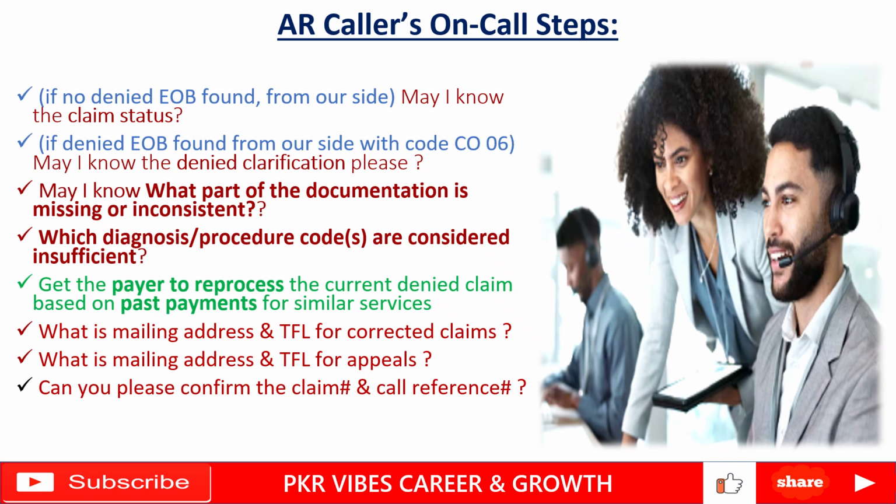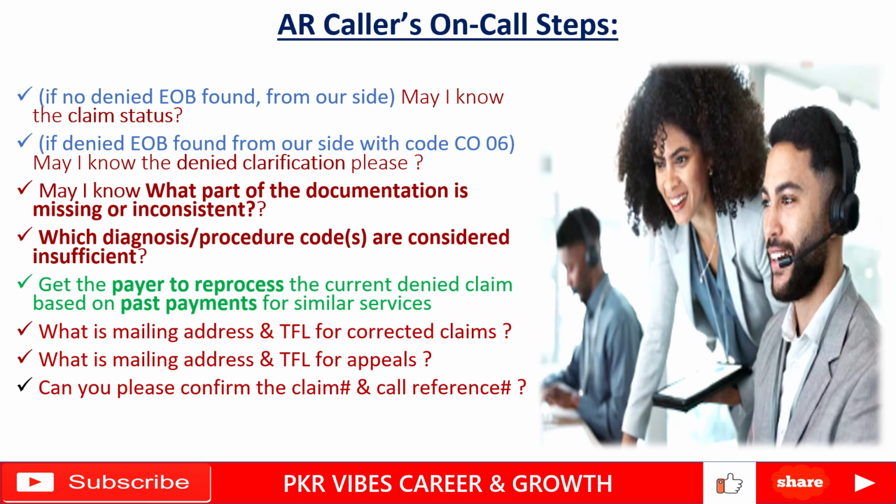Here the second case is, we already received a denial from the insurance, and the denial was posted with the CO06 denial code in our system. At that time, what question should you ask the insurance representative is the point. You know the denial, but you want more denial clarification. At that time, you should ask like this: hi, this is Thomas, for example, I'm using a pseudonym. Hi, this is Thomas calling from provider's office, may I know the denial clarification please?